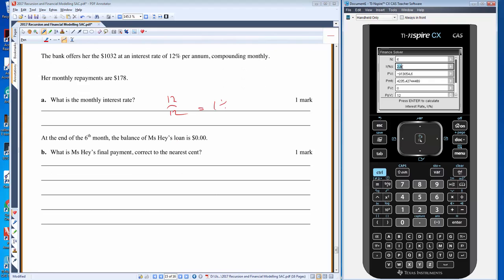Now she's getting charged a rate of 12% per annum, compounding monthly. The bank gives her $1,032, so that's positive. Her payments are $178. And the future value. So what this will tell us is what has happened here. Number of payments is 6, interest is 12, present value, future value. I didn't reset.